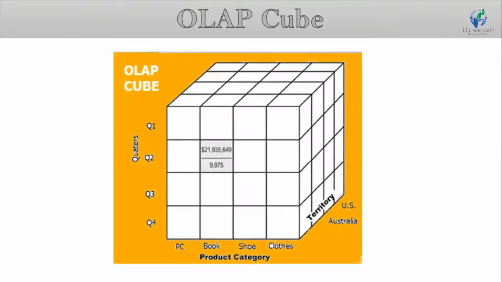Now, I have shown you a basic OLAP cube like this. At the core of the OLAP concept is the OLAP cube, a data structure optimized for very quick data analysis. The OLAP cube consists of numeric facts called measures, which are categorized by dimensions. The OLAP cube is also called the hypercube.